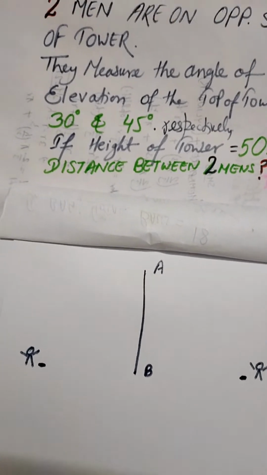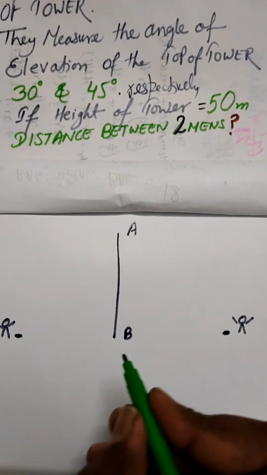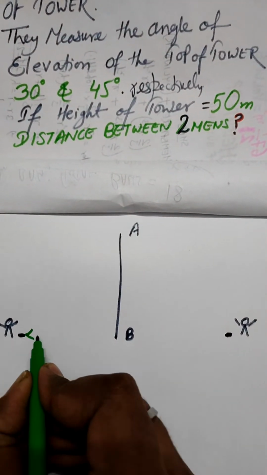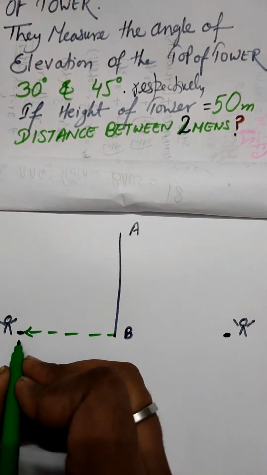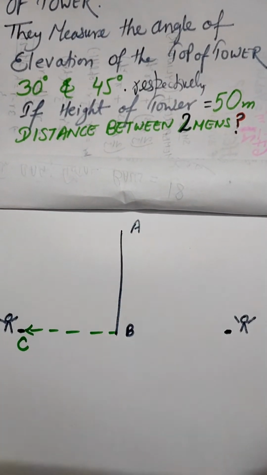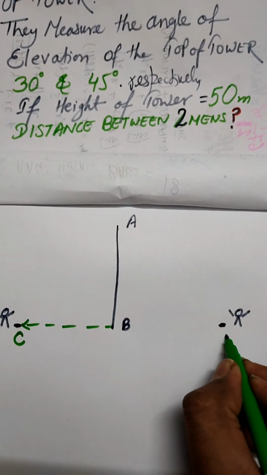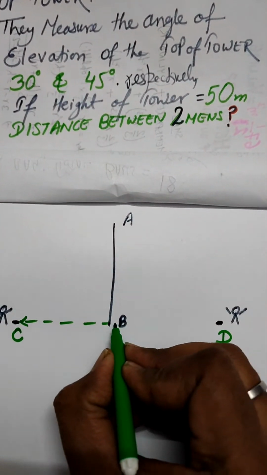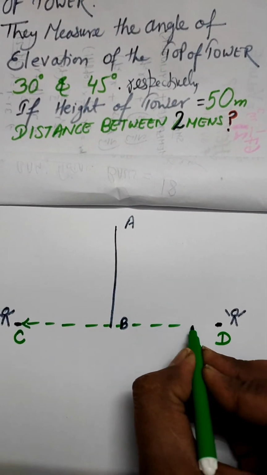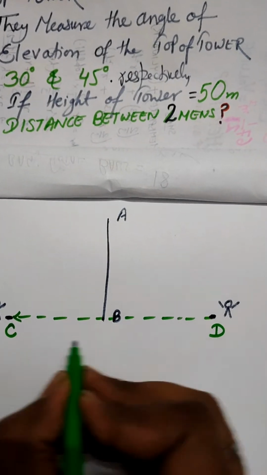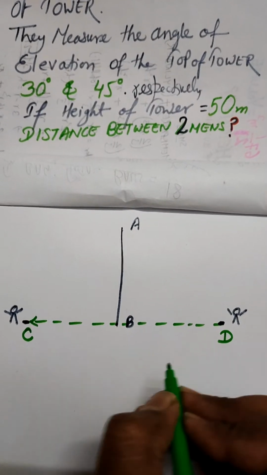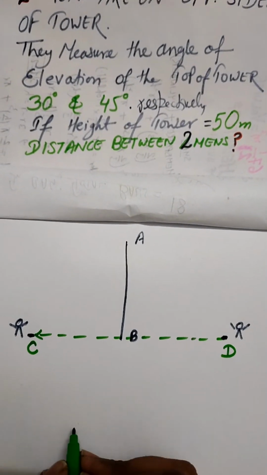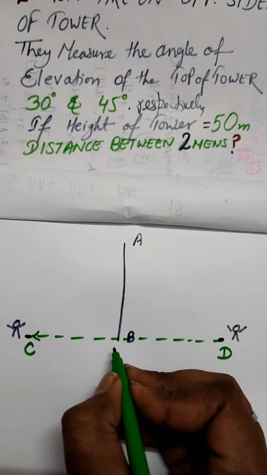So let's say this is the distance. Mark it as C, and another man is standing at D. So we need to find the distance between the two men, that is the distance between C and D. Now here we have assumed the tower as AB.